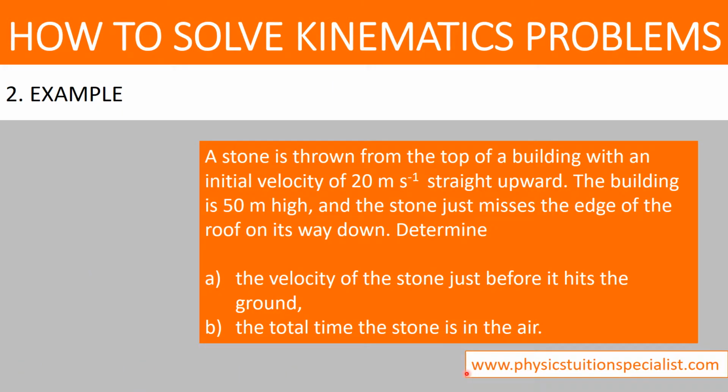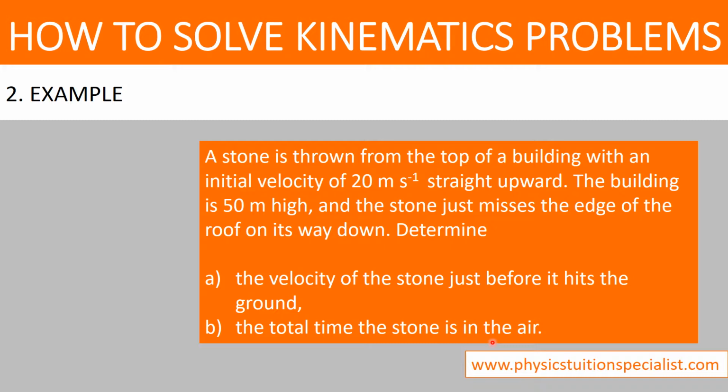The example reads: a stone is thrown from the top of a building with an initial velocity of 20 meters per second straight upwards. The building is 50 meters high and the stone just misses the edge of the roof on its way down. The question is, determine part A, the velocity of the stone just before it hits the ground, and part B, the total time the stone is in the air.